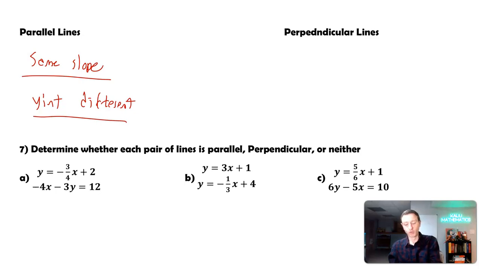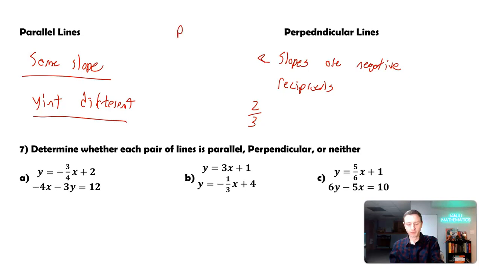Perpendicular lines, all we're worried about with perpendicular lines is that the slopes are negative reciprocals of one another. Slopes are negative reciprocals. And what that means is that if I have a slope, let's call it 2/3. Or there's another way to define this that's a little bit clearer. Let's define this also as the product of the slopes equals -1. That's probably an easier way to define it. The product of the slopes is -1, which also means that the slopes are negative reciprocals of one another.